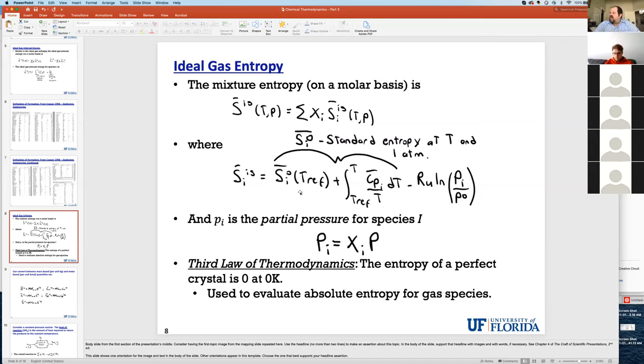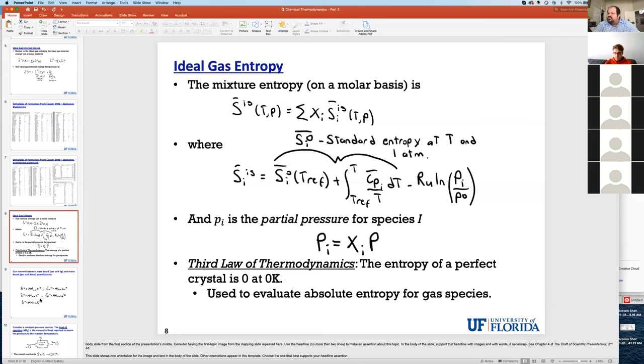The s_i naught at a reference temperature is similar in concept to the enthalpy of formation. This puts the entropy of all the different species on an absolute scale, and that scaling is based on the third law of thermodynamics, that the entropy of a perfect crystal is zero at zero Kelvin. This is very similar to what you have been using in your thermodynamics.